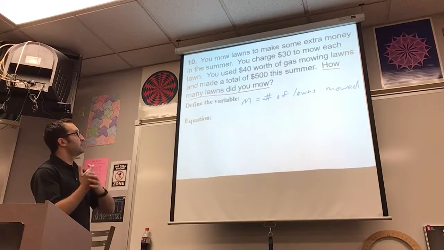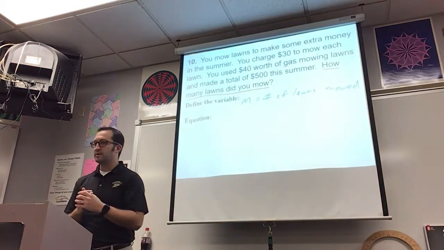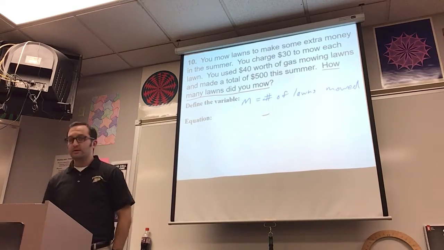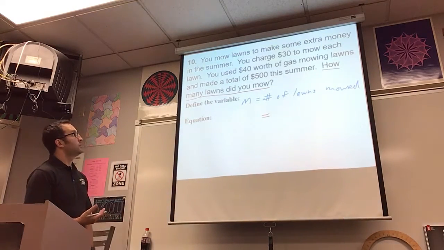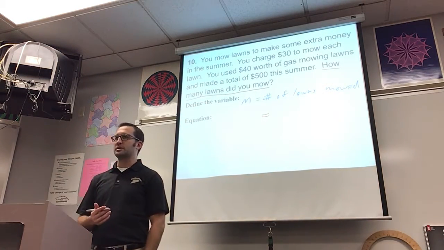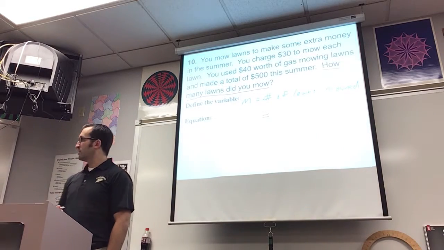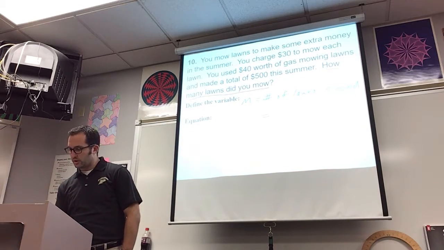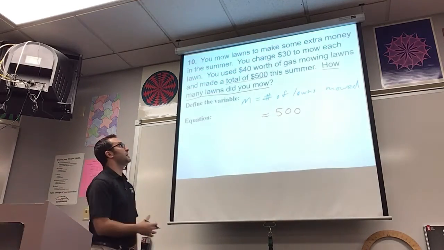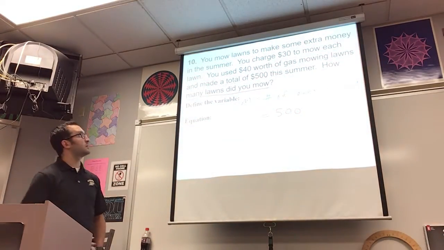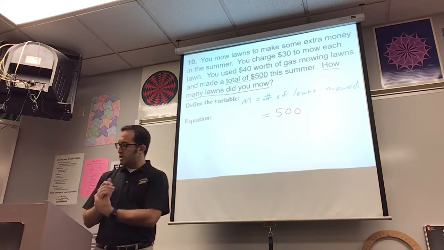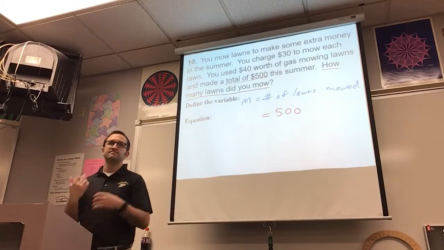Now the question is, what's it going to equal, right? That's going to be a little bit easier. I can set up my equation, and I know what this is going to equal, right? What's it going to equal? You guys see a key word that might help us know what it's going to equal? Brenna? Total. Yeah, total of 500. So we know it's going to equal 500, because that's how much money we made in total. So now there's two other numbers that I need to work with. You charged $30 to mow each lawn, and you used $40 worth of gas mowing lawns.